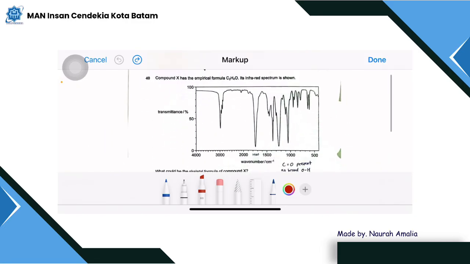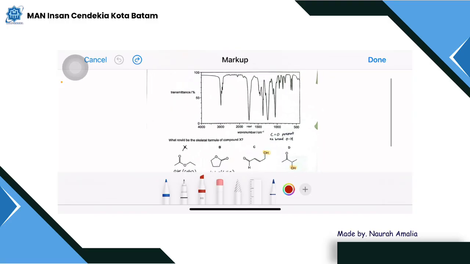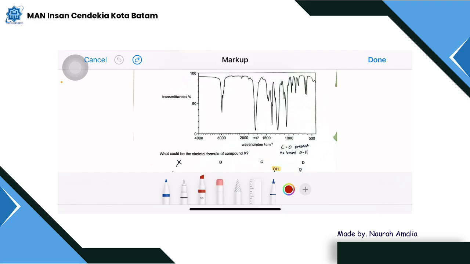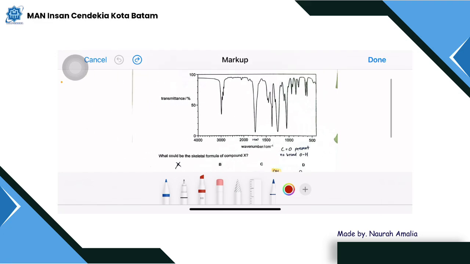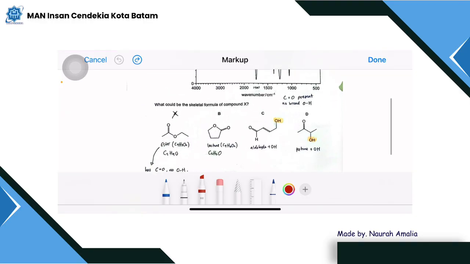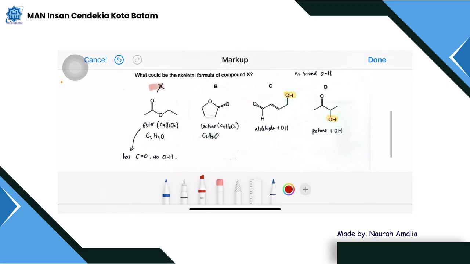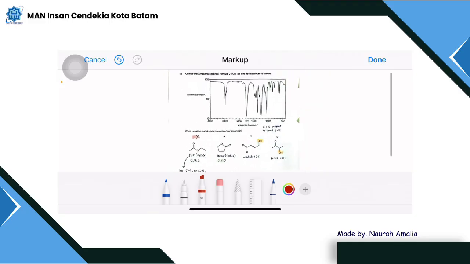And we move to number 40. Here, we can identify based on the graph and empirical formula. A compound X has the empirical formula C2H4O, and here we can identify that C double bond O is present and no broad O single bond H. So the correct answer is A, ester, and the empirical formula is C2H4O. Approved.